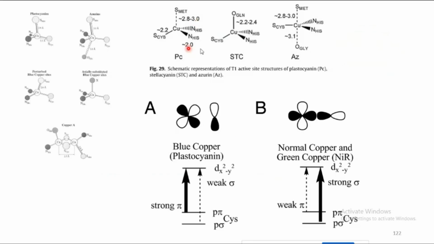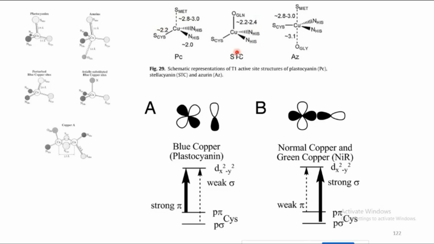So this is plastocyanin, this is stellocyanin, this is azurin. If you look, they have at least one sulfur in the coordination environment. Plastocyanin has 2 histidine and 2 sulfur. One sulfur comes from the cysteine residue, whereas the other sulfur comes from the methionine residue. Methionine sulfur is thioether sulfur, whereas cysteine sulfur is a thiolate sulfur.